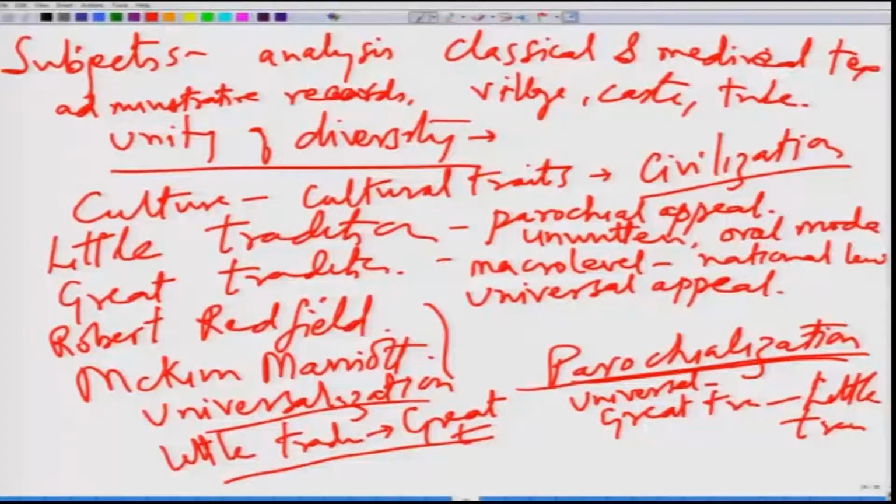One thing is important: whether it is the great traditions or the little traditions, there is an interplay between both of them. They are not to be seen in isolation; rather, they are to be seen in terms of exchange, in terms of the interplay between both the traditions.